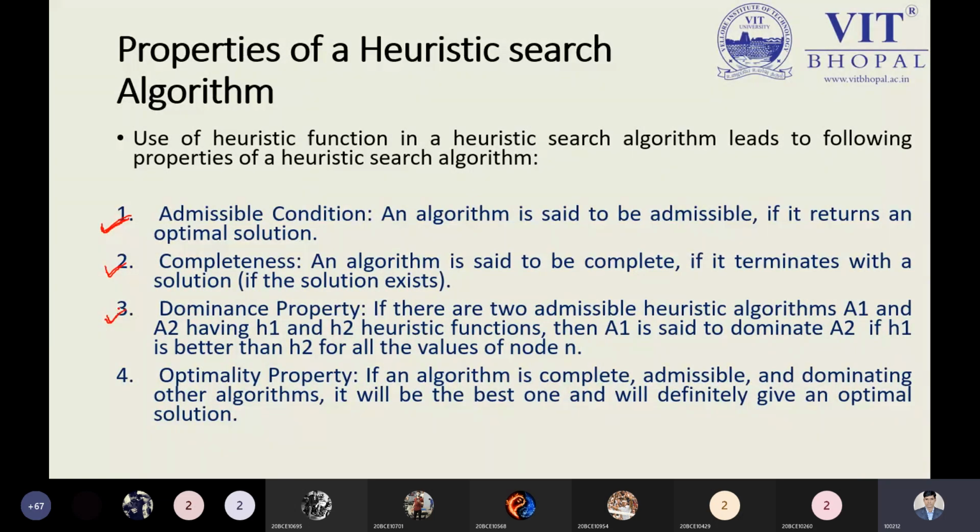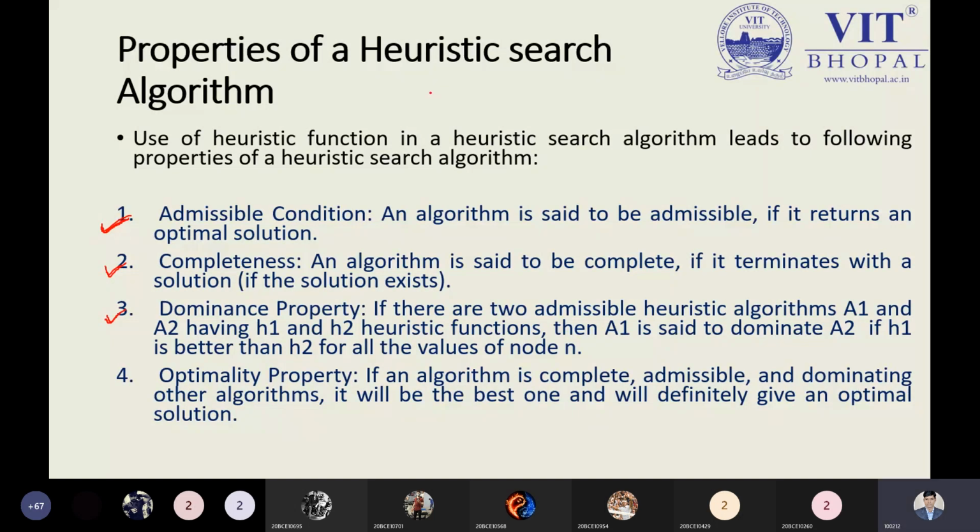If there are two admissible heuristic algorithms, A1 and A2, we can have many algorithms like BFS, DFS, or another algorithm. Each and every algorithm has its own heuristic function, H1 and H2. So A1 is said to dominate A2 if H1 is better than H2. Now I can take a very simple example. So just look at this point.